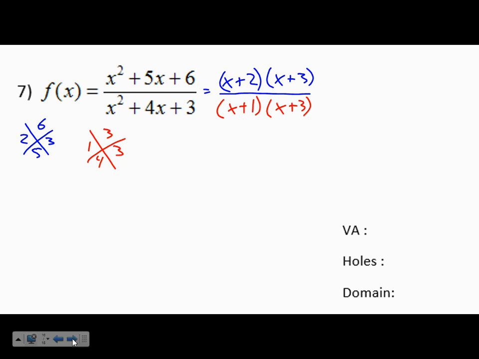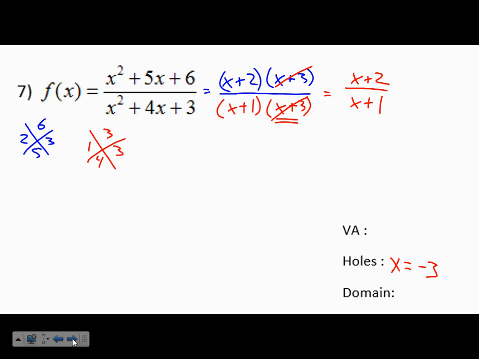So now we see if we can cancel anything. Well, we have an x plus 3 on top and bottom, so those cancel. So again, that bell should go off in your head. One of our holes is at -3, because that's what would make this 0. So what do we have left? We have x plus 2 over x plus 1.